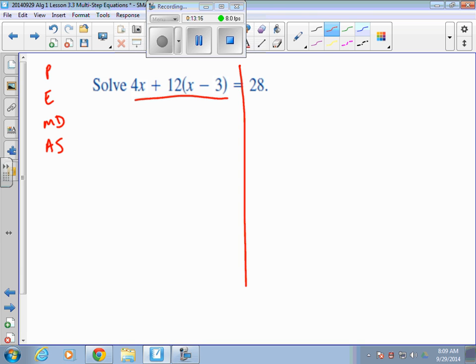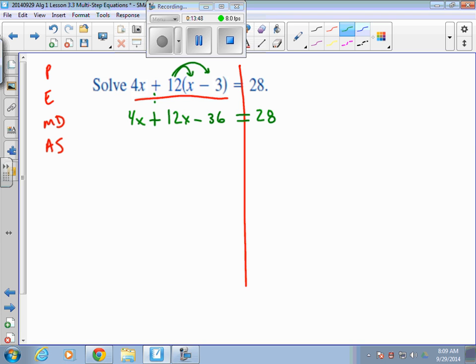But you can't put 4x and 12 together because they're not like terms. You can't put x and minus 3 together because they're not like terms. All we can do is the multiplication or the distributing of 12 times x, which is 12x. And 12 times negative 3, a positive times a negative, is negative 36. Bring the rest of it down. That's positive 12x. Don't forget that you have to have a plus there since it's positive. So 4x plus 12x minus 36 is equal to 28.